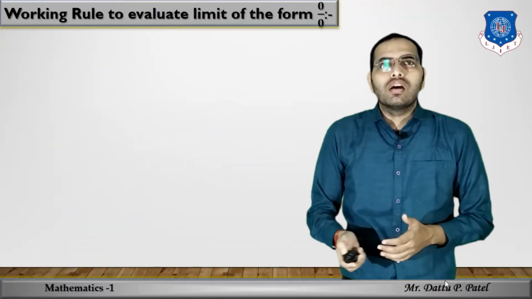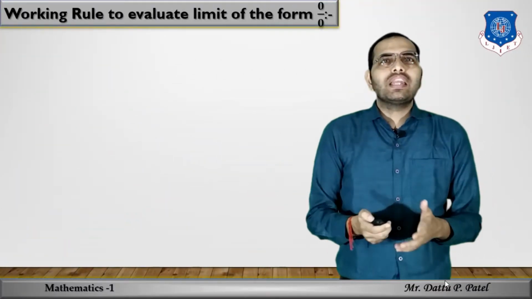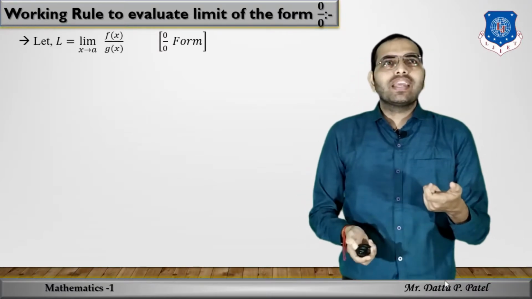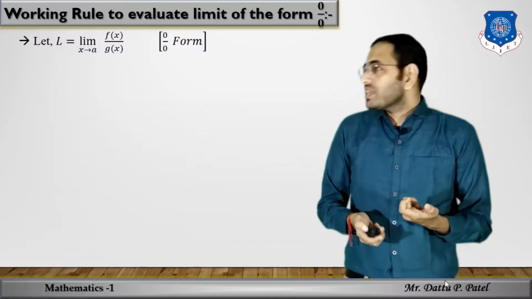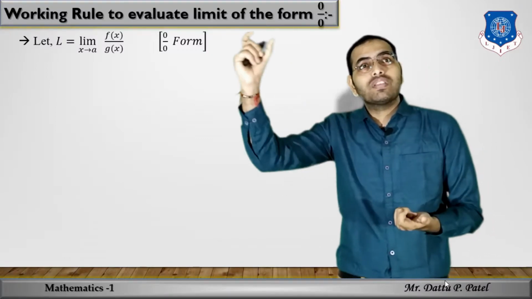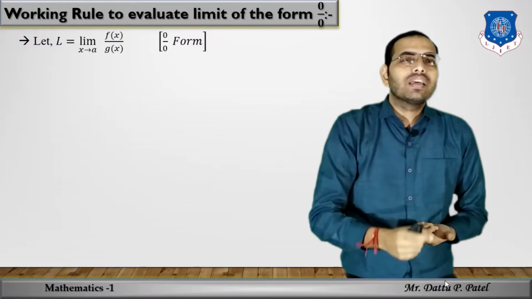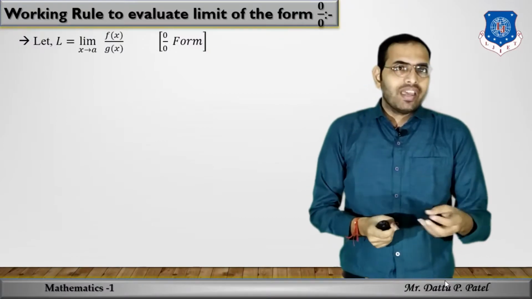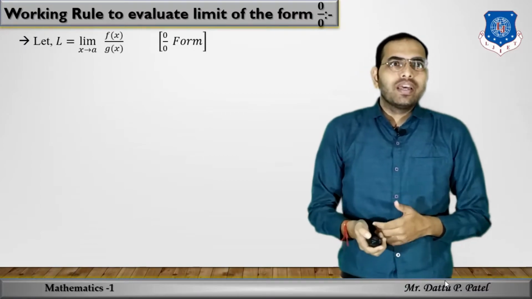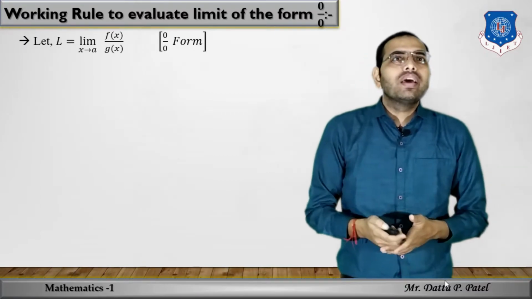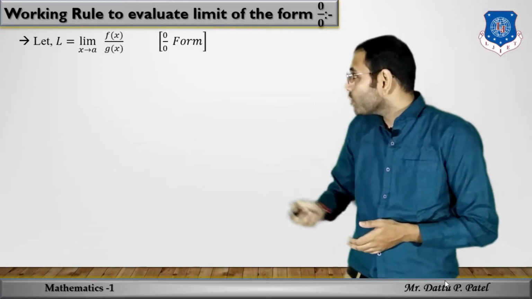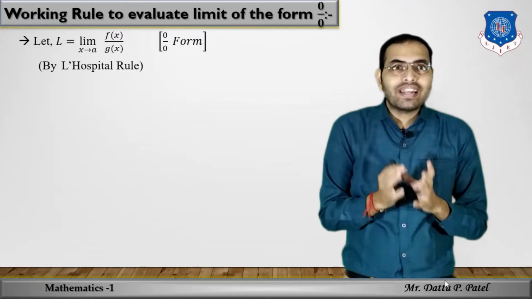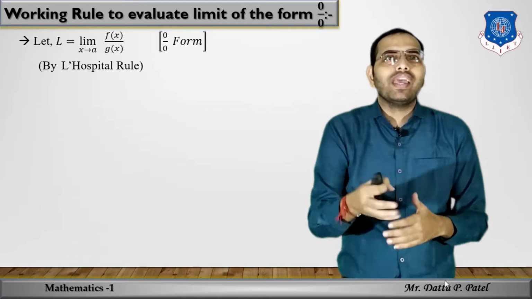Now let's see the working rule for the indeterminate form of 0 by 0. Here L is indicated for whatever question is given; that is considered as capital R, or you can use any variable y, capital L, etc. Here L equals limit x tends to a, f of x by g of x, which is 0 by 0 form. Then we apply the L'Hopital rule. Let's see exactly what the L'Hopital rule is and how you can apply it.